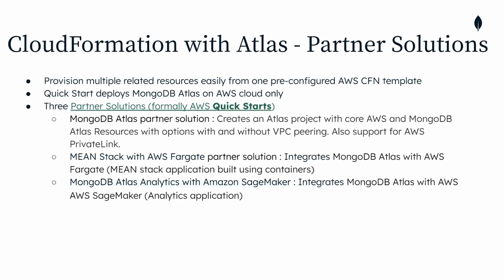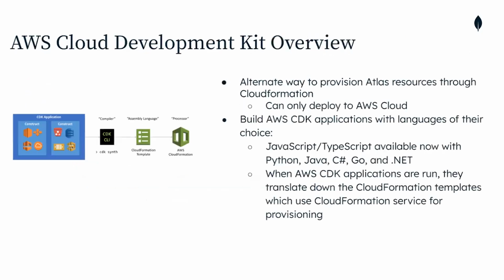And the third quick start we have is with the Amazon SageMaker. So if you're looking at any kind of AI ML applications, you can again deploy all of the components very, very easily with this quick start or partner solution.